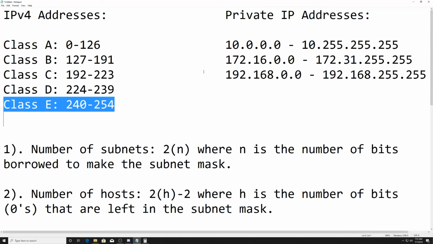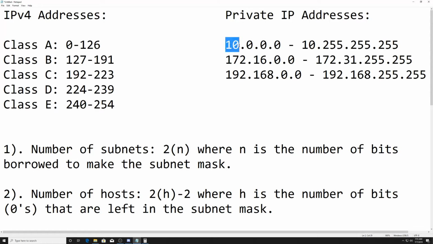So anyways, the way the classes work with the IPv4 addresses, let's just use the private IP addresses as an example. This first 10 is the very first octet. An octet is basically the numbers that are in between the dotted decimal notation. So this 10 is within an octet, this 0 is within an octet, this 0 is within an octet, and so is this 0. And these dots are called DDN, dotted decimal notation.